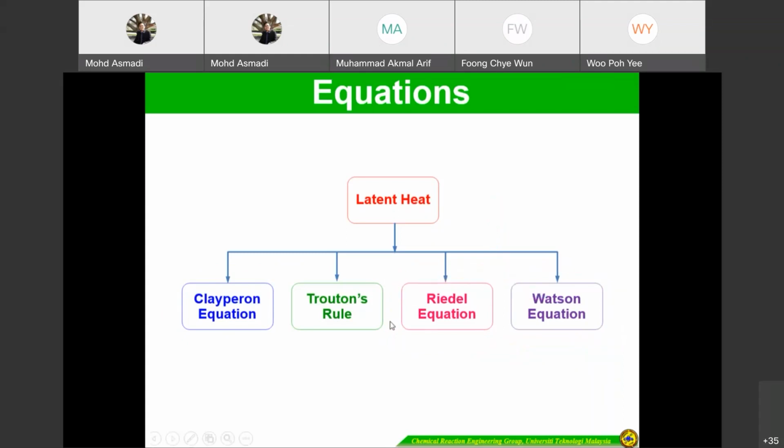The Riedel equation also can be standalone, but we calculate at the normal boiling point. But Watson needs the information from the Riedel. Sometimes we need it because for the initial condition we cannot get the information, so we have to calculate by using the Riedel equation. Thornton's rule is like an approximation, not really accurate. For example, for argon and nitrogen, what is the approximate value for the heat of evaporation by Thornton's rule. But generally we use Clapeyron, Riedel, and also Watson.